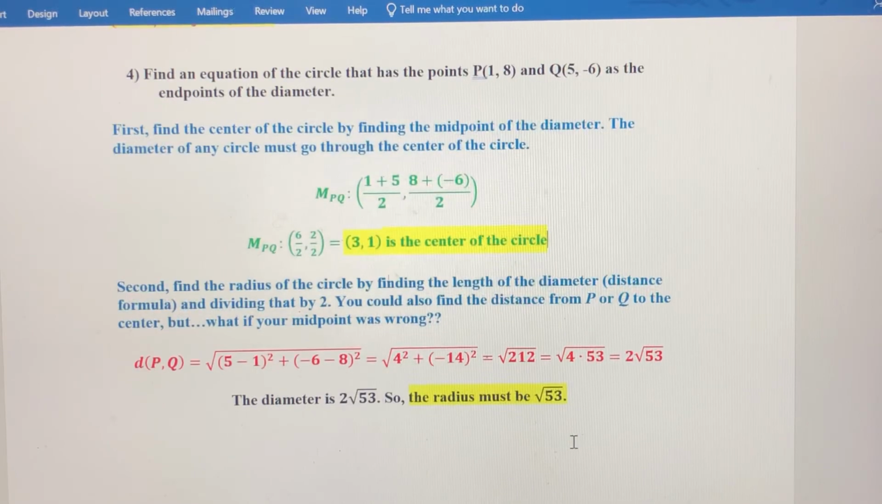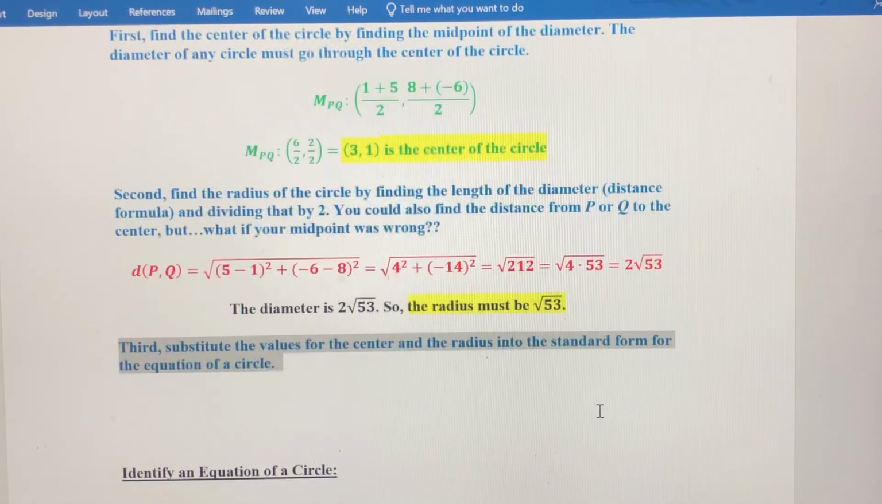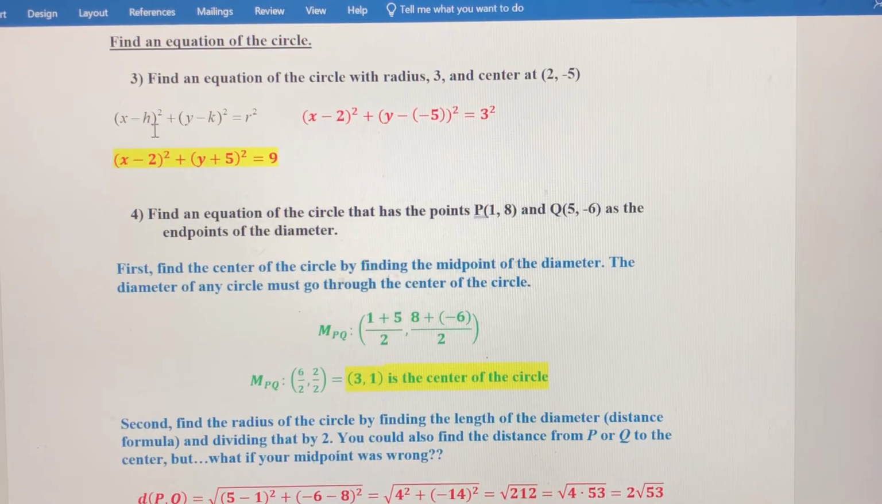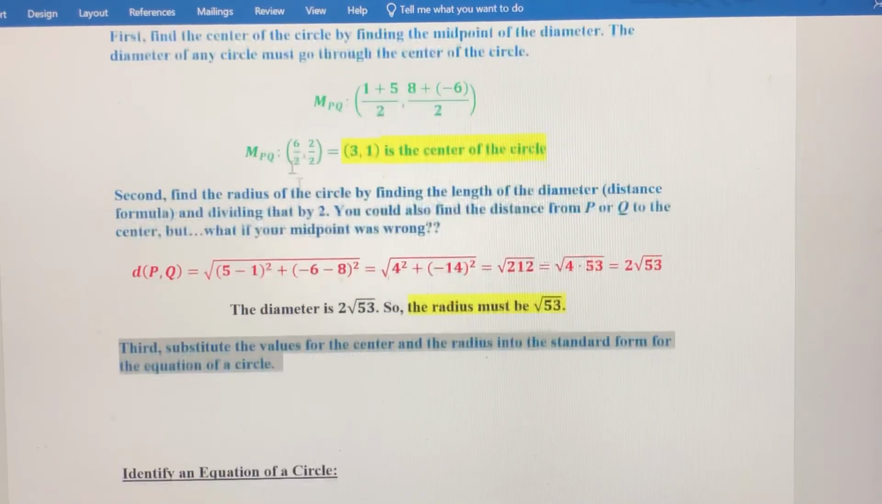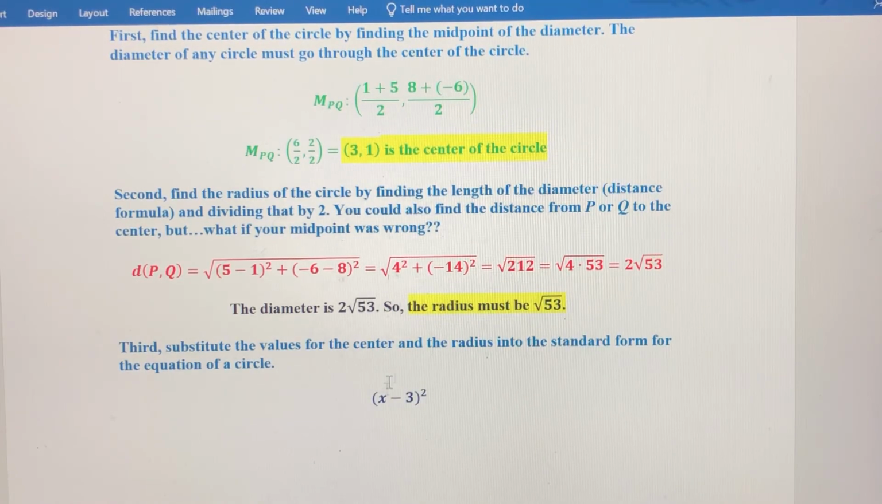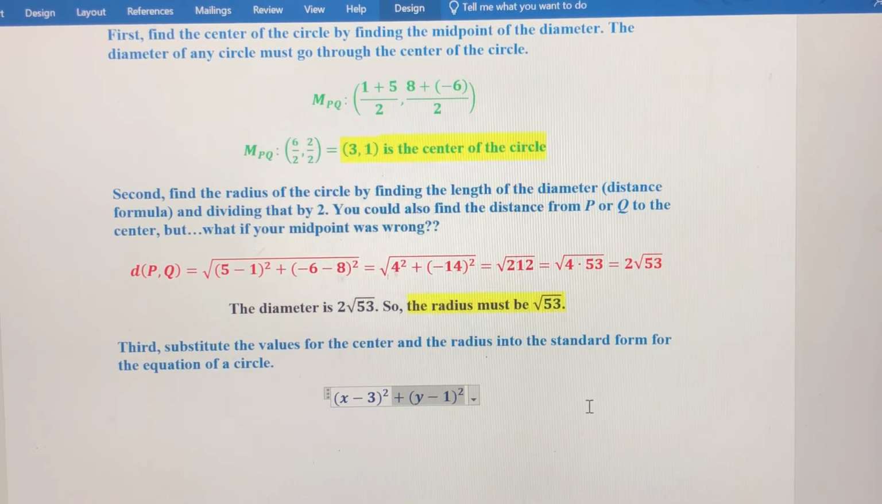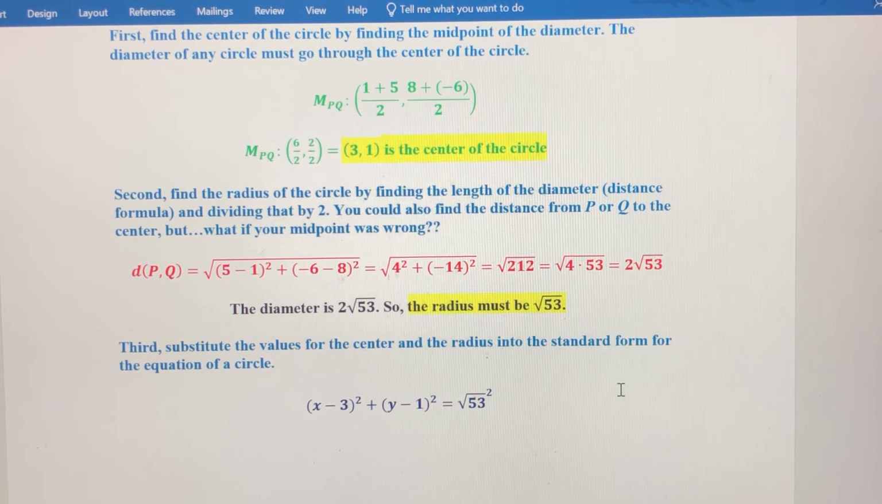Now that I have those values, I can substitute them into my standard form. Remember, standard form is (x minus h) squared plus (y minus k) squared equals r squared. So let's plug in those values. x minus 3 squared plus y minus 1 squared equals radical 53 to the 2nd power. The only thing I have to clean up is this part here. So my final equation is going to be (x minus 3) squared plus (y minus 1) squared equals 53.